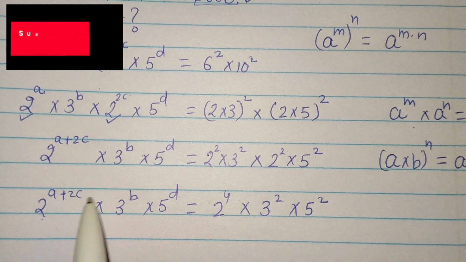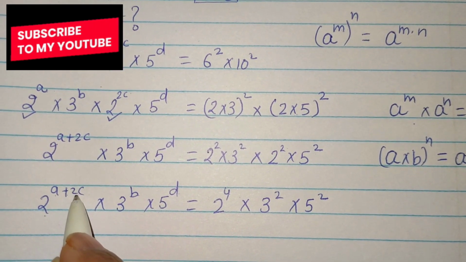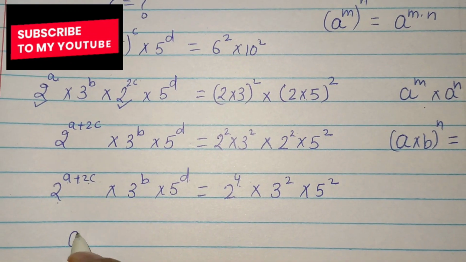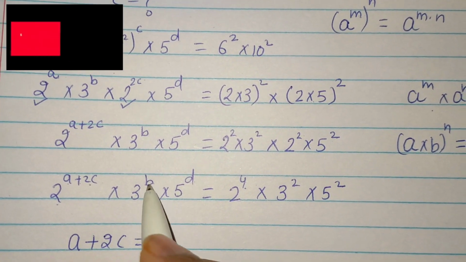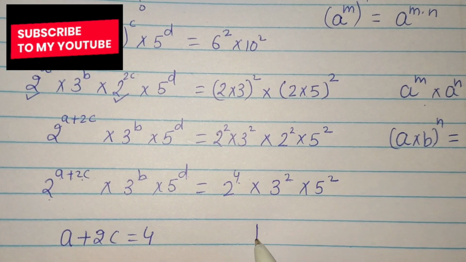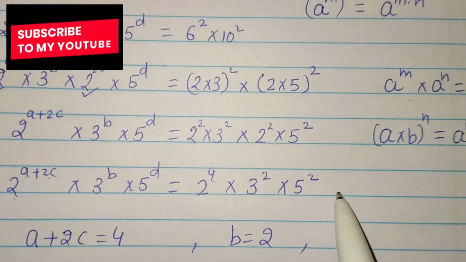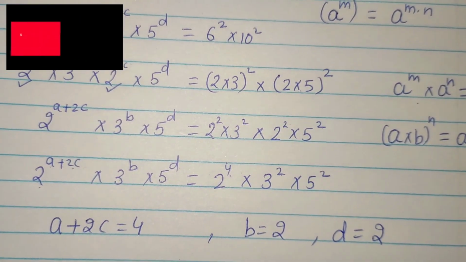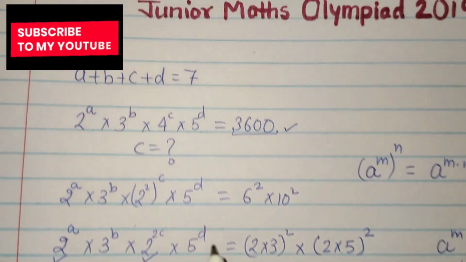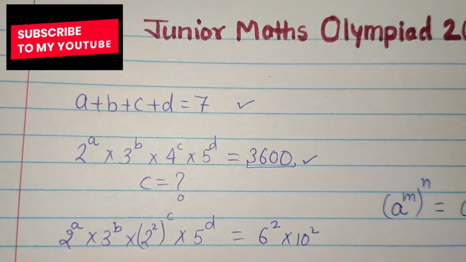We can equate these corresponding powers. So a plus 2c will become 4. So let me write down a plus 2c equals 4, b equals 2, and d equals 2 again. So d equals 2. Now, time to use the first given information. So let's use this now.